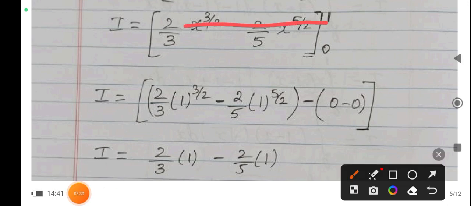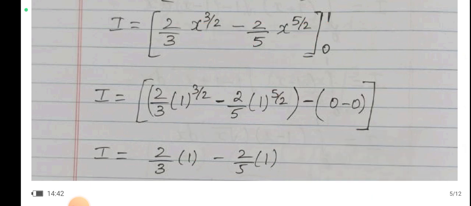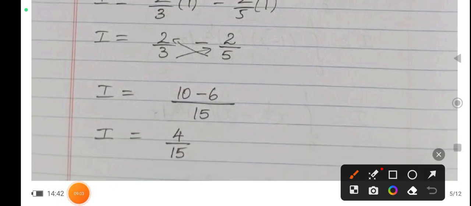Then apply the value, children. Apply 1 instead of x. So 2 by 3 into 1 power 3 by 2, minus 2 by 5 into 1 power 5 by 2. Upper limit minus lower limit, that we have discussed even last time. Minus lower limit, you apply 0, again you apply here 0. Clear? Check. 1 power 3 by 2 is 1. So 2 by 3 into 1, again 2 by 5 into 1. So 1 power 3 by 2, all you know. So take LCM: 2 by 3 minus 2 by 5. 5 2s are 10, 3 2s are 6. 10 minus 6 is 4 by 15. Clear? Check.